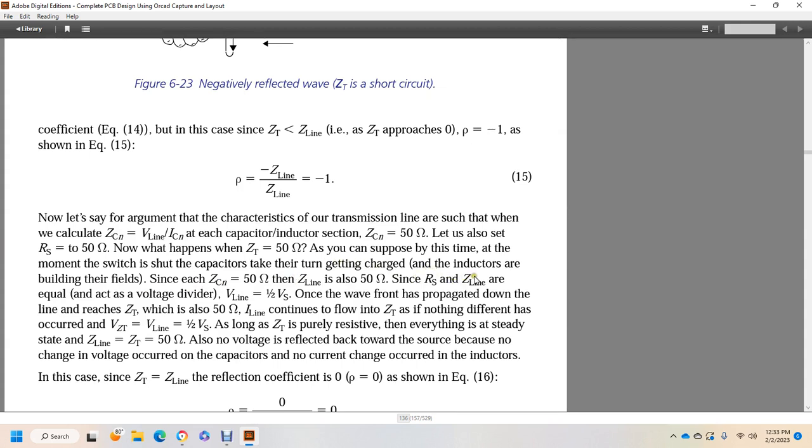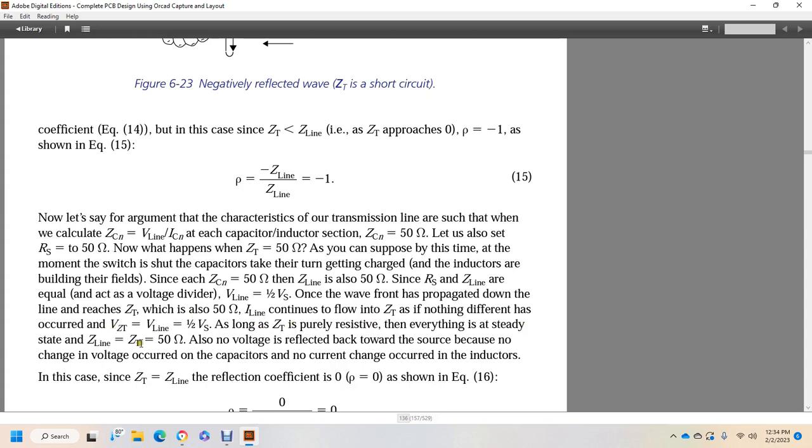Since the source resistor and the line impedance are equal, the voltage on the line is half the voltage source. The wave propagates down the line and reaches the termination impedance, which is also 50 ohms. The line continues with the total impedance, nothing different. The voltage at the termination is half of the voltage source, with everything purely resistive and steady.